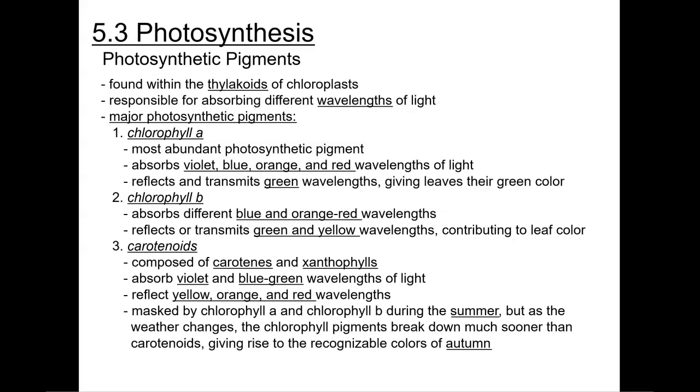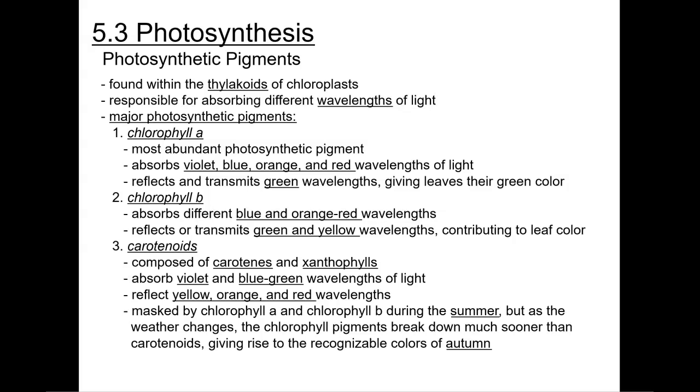Photosynthetic pigments are going to be very, very important when plants need to be able to process and make food. So they're going to be found within the thylakoids of the chloroplast, and they're responsible for absorbing all the different wavelengths of light. The major photosynthetic pigments will be chlorophyll A, chlorophyll B, and carotenoids. Chlorophyll A is going to be your most abundant photosynthetic pigment. It's going to help absorb violet, blue, orange, and red wavelengths of light. It's going to reflect and transmit things like green wavelengths, and it gives leaves their color.